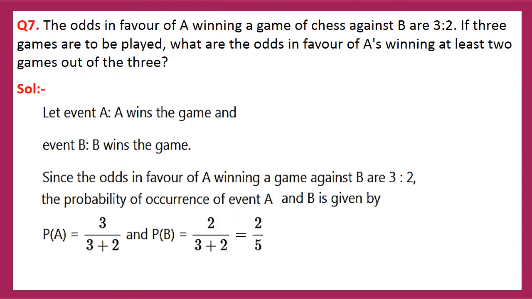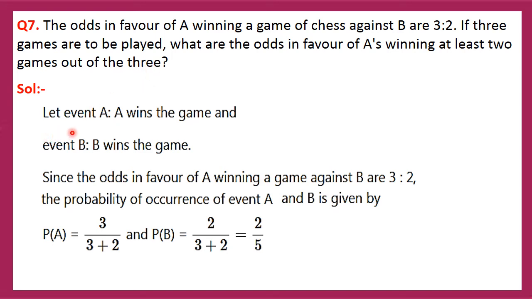Question number 7. The odds in favor of A winning the game of chess against B are 3 is to 2. If 3 games are to be played, what are the odds in favor of A winning at least 2 games out of the 3?